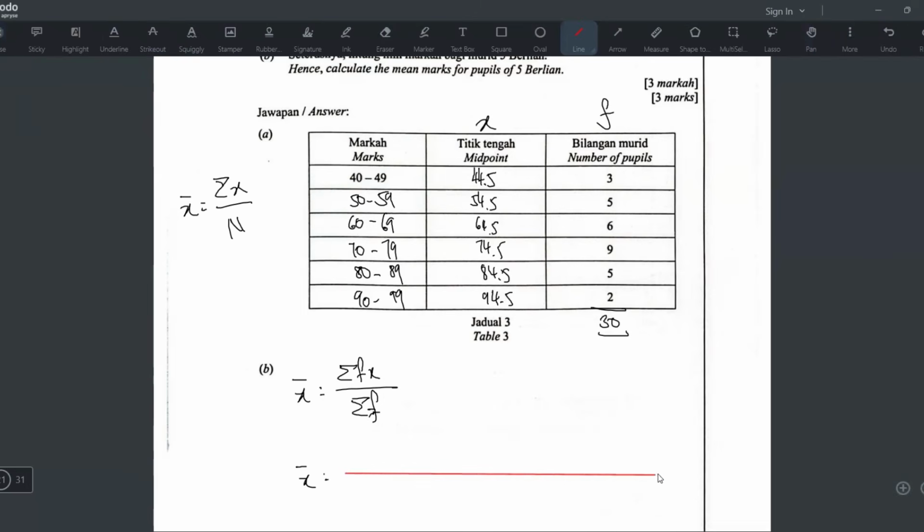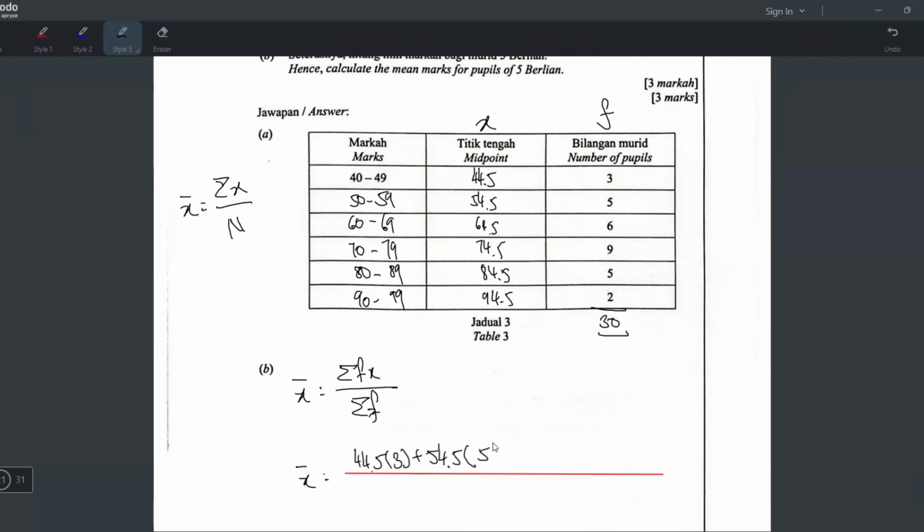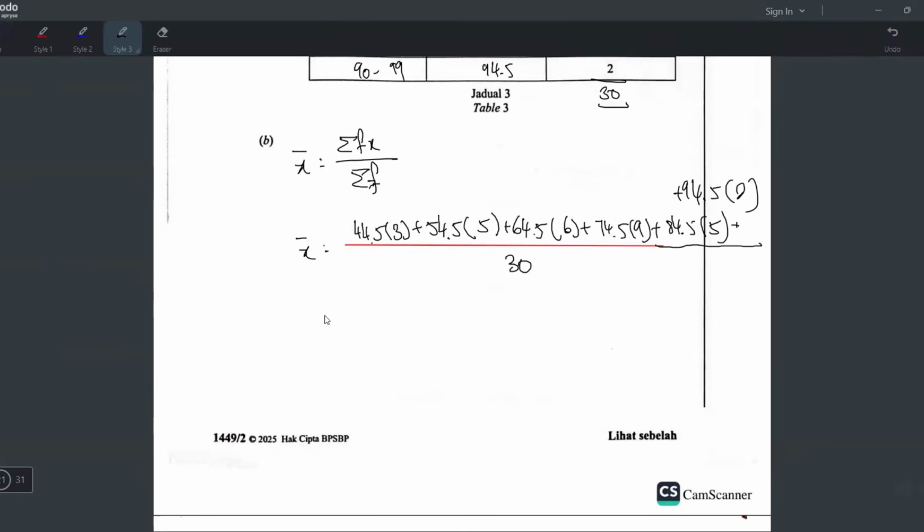Alright, so I will draw a long line like that, and then we'll just do f times x, or x times f, just multiply. So 44.5 times 3 plus 54.5 times 5 plus 64.5 times 6 plus 74.5 times 9 plus 84.5 times 5, plus, I write up here, 94.5 times 2, over the total frequency, which is 30. So now I will use my calculator, get the sum on top, and then write the final answer here.